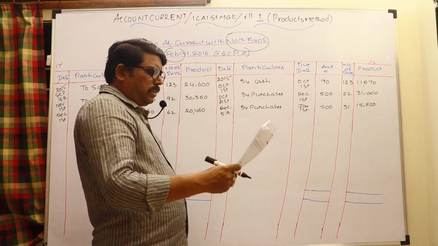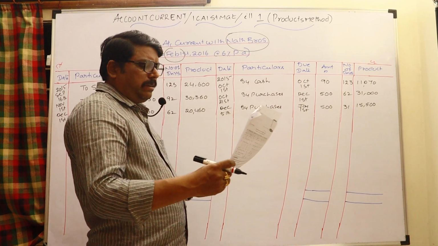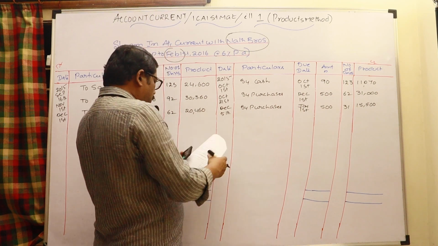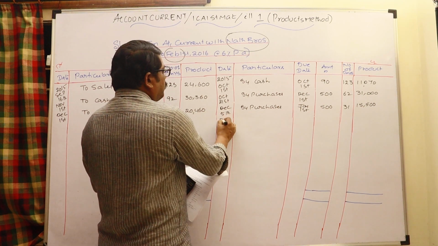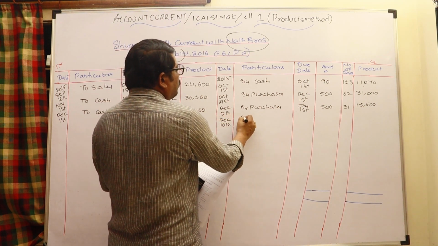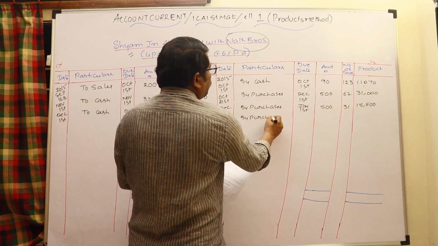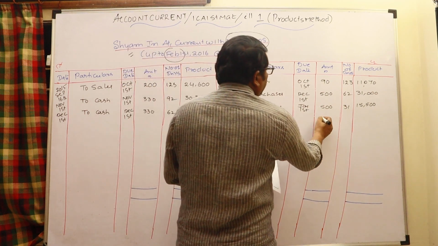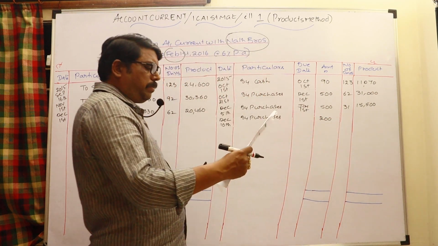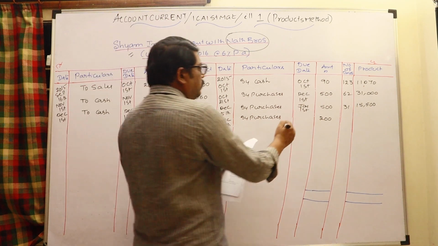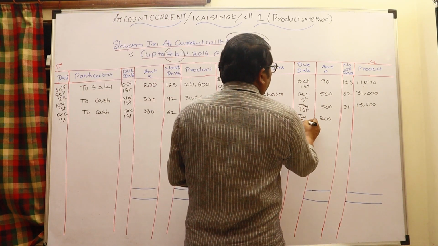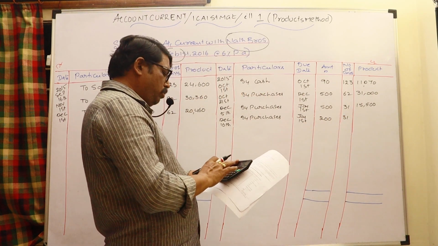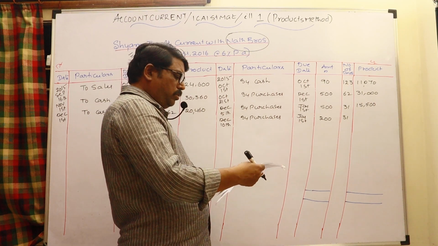Look at the next transaction, December 10th, again purchases from Shyam. Shyam account returned to purchases, December 10th, by purchases 200. You are given a separate due date for that also, January 1st. Again the number of days will be the same. Therefore the product is 200 into 31, 6,200.